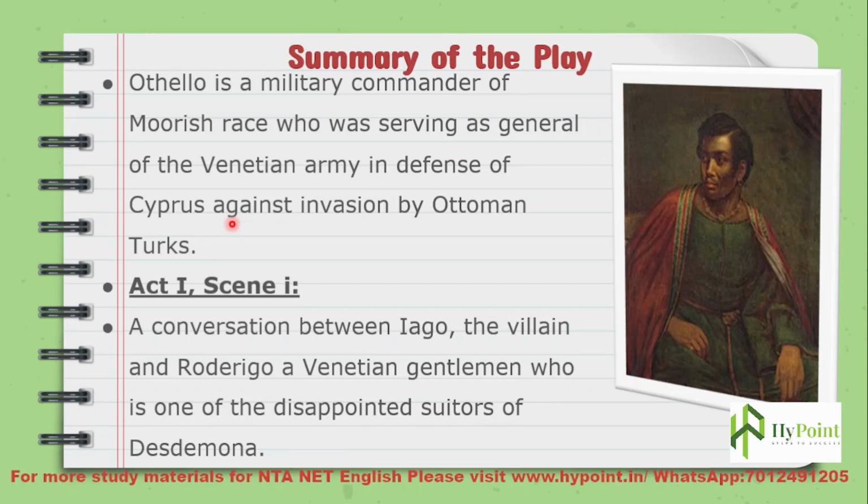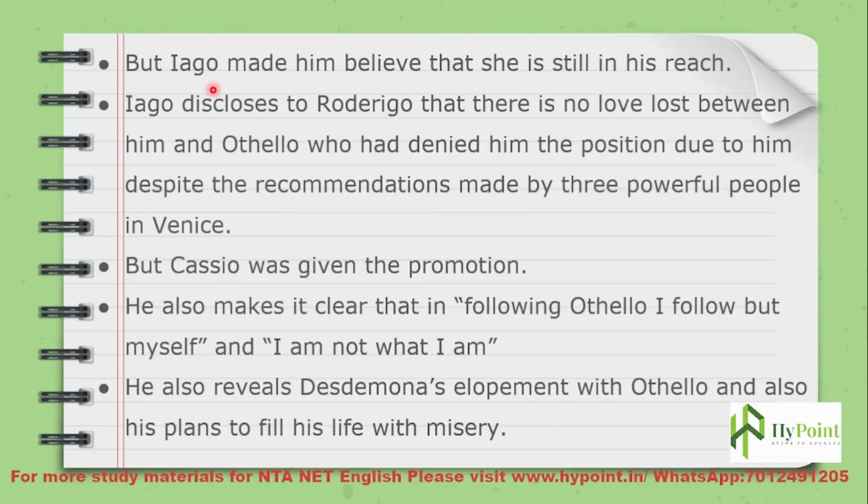Now let's go to the first act and scene 1. A conversation between Iago, the villain, and Rodrigo, the Venetian gentleman, who is one of the disappointed suitors of Desdemona. Desdemona is very beautiful, and she's actually very innocent too. She had many suitors. When the story opens, Iago is having a conversation with the Venetian gentleman Rodrigo, who is disappointed that he didn't get Desdemona, and Desdemona is now with Othello. Everybody knew that. But Iago is a person who pours oil into the fire, and he made him believe that she is still in his reach. See, Rodrigo, if you want Desdemona, she's still there, she's still in your reach.